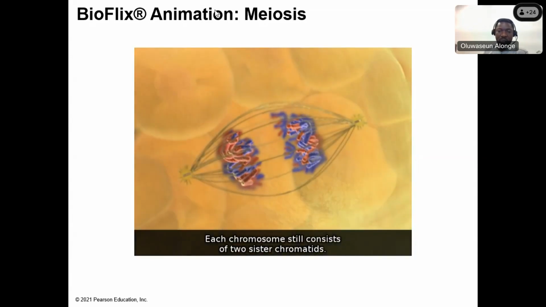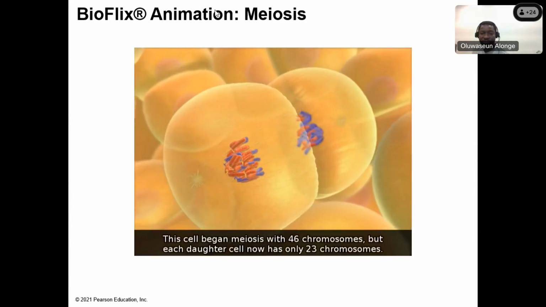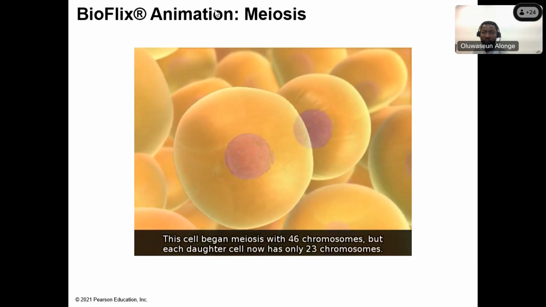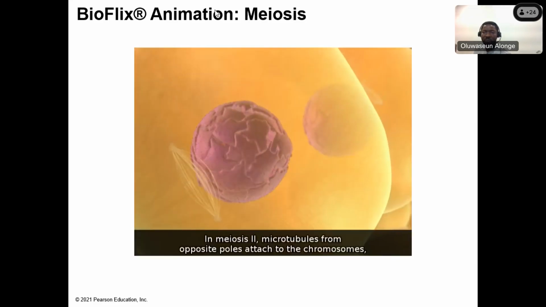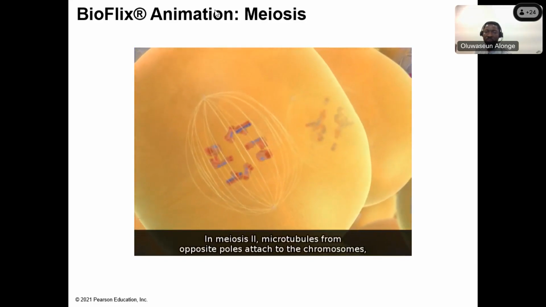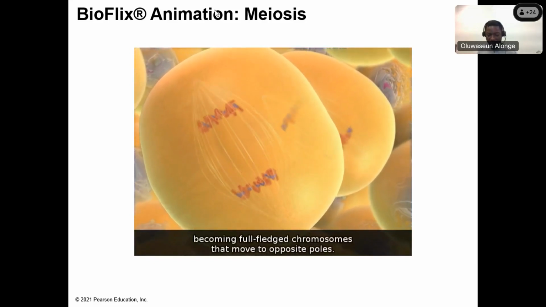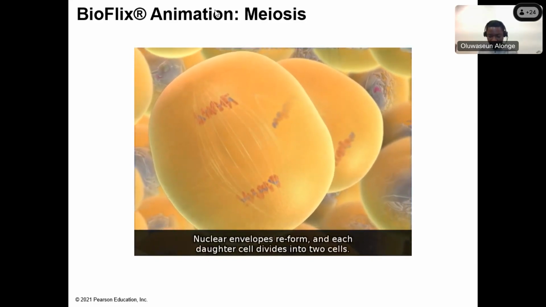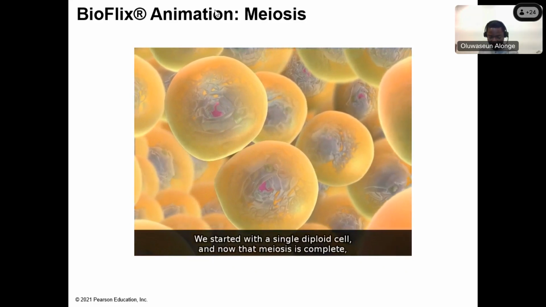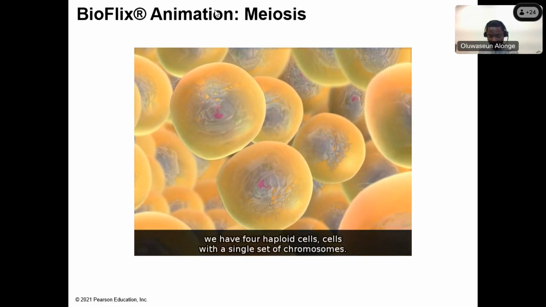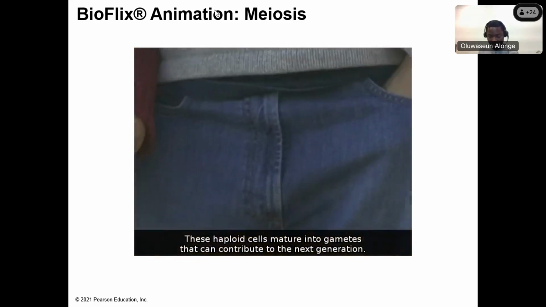Each chromosome still consists of two sister chromatids. This cell began meiosis with 46 chromosomes, but each daughter cell now has only 23 chromosomes. In meiosis 2, microtubules from opposite poles attach to the chromosomes, which then move to the center of the cell. Next, the sister chromatids separate, becoming full-fledged chromosomes that move to opposite poles. Nuclear envelopes reform, and each daughter cell divides into two cells. We started with a single diploid cell, and now that meiosis is complete, we have four haploid cells, cells with a single set of chromosomes. These haploid cells mature into gametes that can contribute to the next generation.